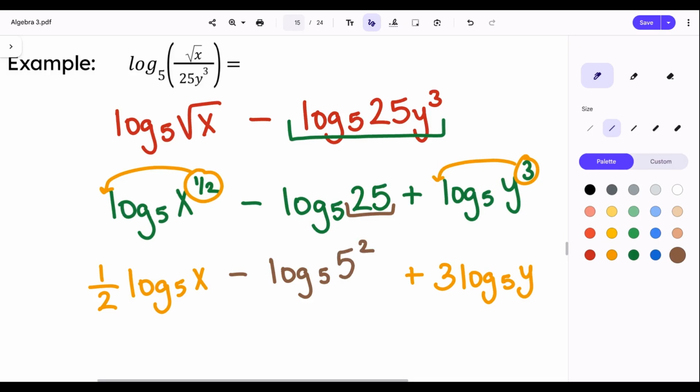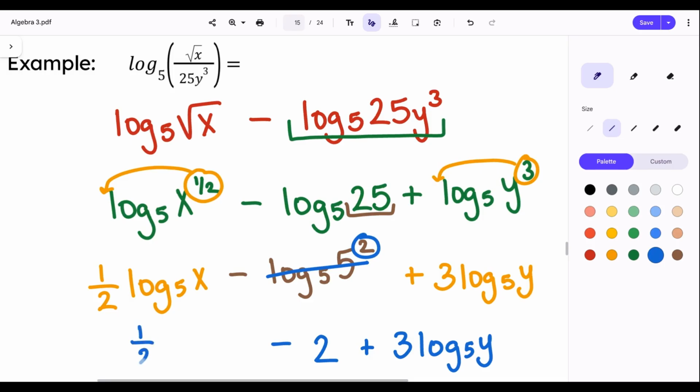And then what is something else that I could do here? Yeah, the log 5s are gone, and this 2 is what's left over, right? So that 2 is just going to come out, and everything else about the problem is going to stay as is. And so this is your final answer here.